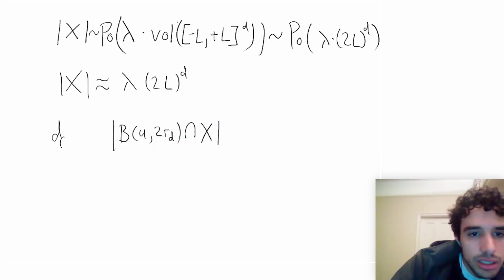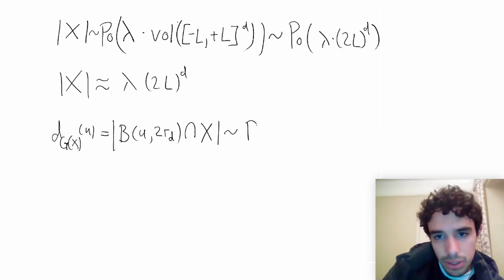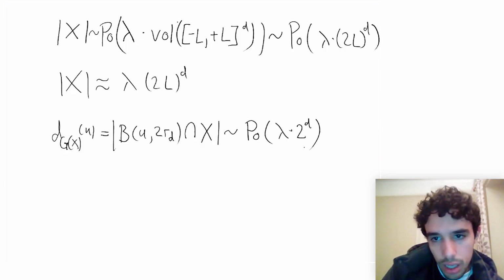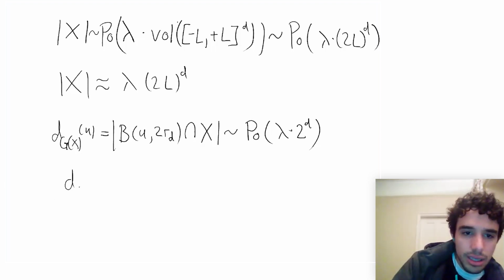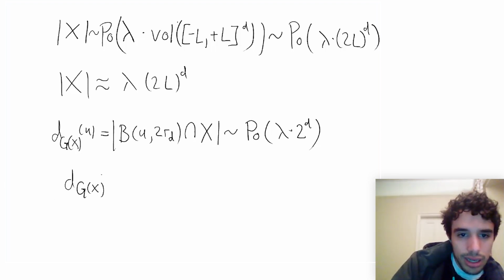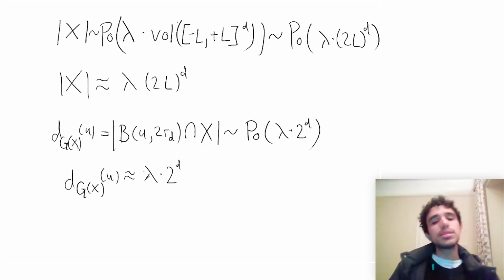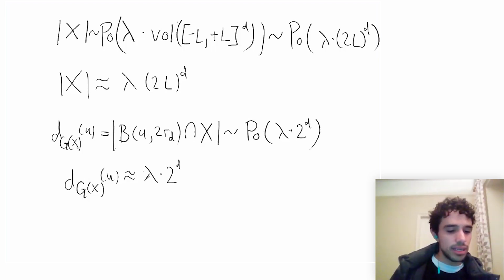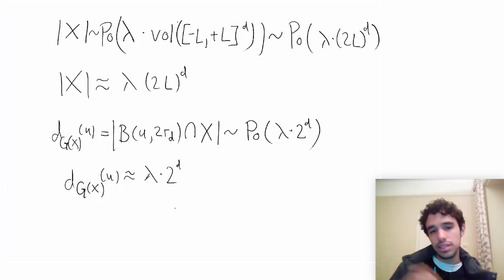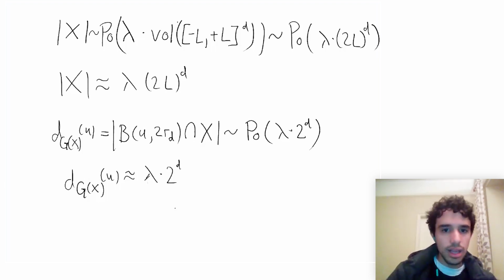X. And this is just going to be a Poisson with rate lambda times 2 to the d. So we should expect for almost all the points that its degree will roughly be lambda times 2 to the d. And then what you can do is, you have this concentration inequality. So for almost all the points, you have degree very close to this. If you don't have degree very close to this, you can just delete the point, and you're deleting very few points from X. So this is all going to be fine.